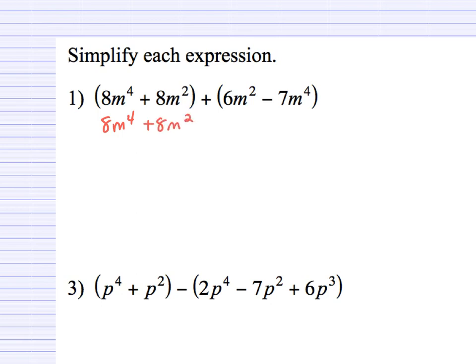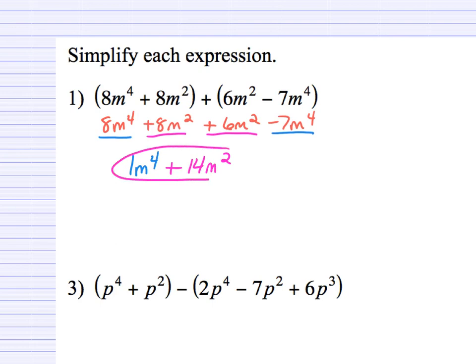And plus 6m squared minus 7m to the fourth. Now once I bring it down without the parentheses, it's just like the first 4 problems I reviewed with you. 8m to the fourth can combine with negative 7m to the fourth, and that gives me 1m to the fourth. 8m squared would combine with 6m squared, and that would give me a positive 14m squared. There are no more like terms, so this is my answer.